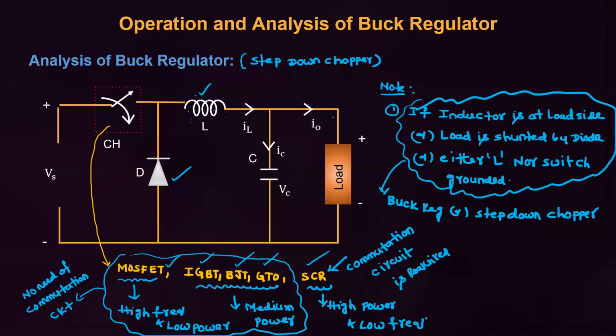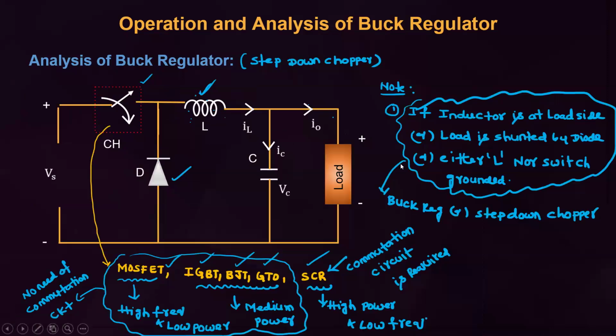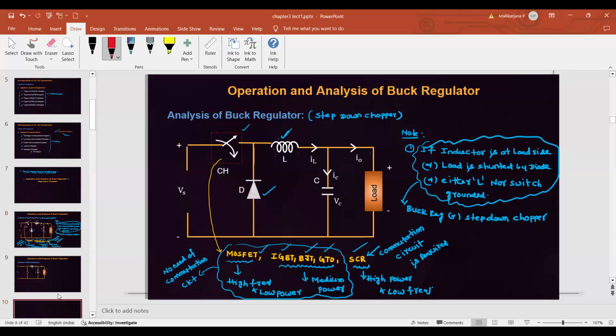If inductor is at load side or load is shunted by diode, or one more reference is either inductor nor switch grounded, where L stands for inductor here. Inductor is not grounded, switch is not grounded. Then it is nothing but a step down chopper. Then how to identify step up chopper? That points also I will give. Just a minute, I'm adding the slide.